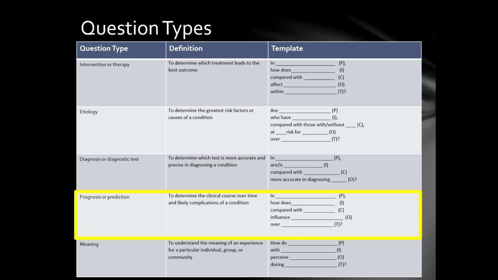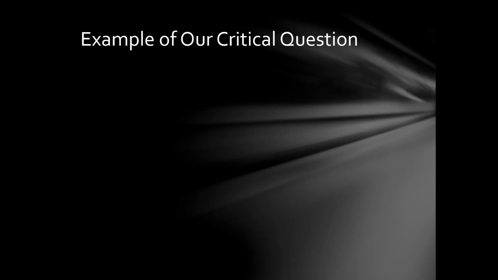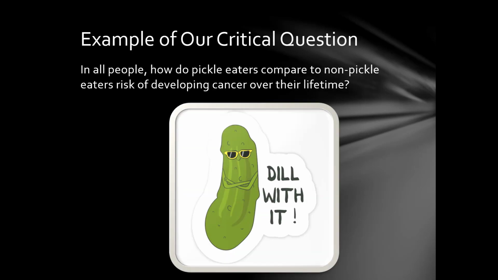A DOE stands for disease-oriented evidence. These studies help us to understand the etiology, prevalence, and pathophysiology of disease. These studies are important because they give us insight into the disease process. However, they are less helpful in our clinical management of patients. One example of our critical question may be, in all people, how do pickle eaters compare to non-pickle eaters in their risk of developing cancer over their lifetime?